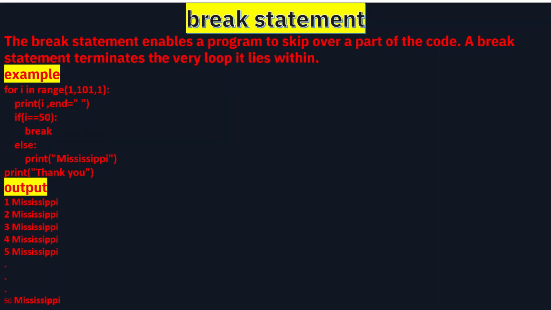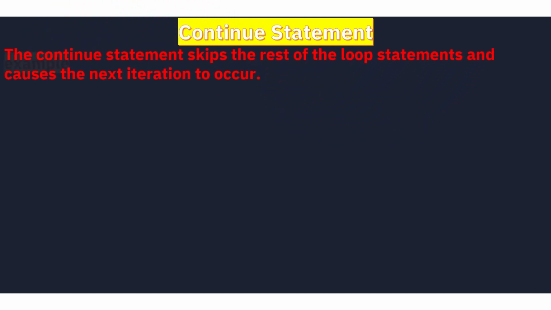Output. 1 Mississippi. 2 Mississippi. 3 Mississippi. 4 Mississippi. 5 Mississippi. 50 Mississippi. Continue statement. The continue statement skips the rest of the loop statements and causes the next iteration to occur.